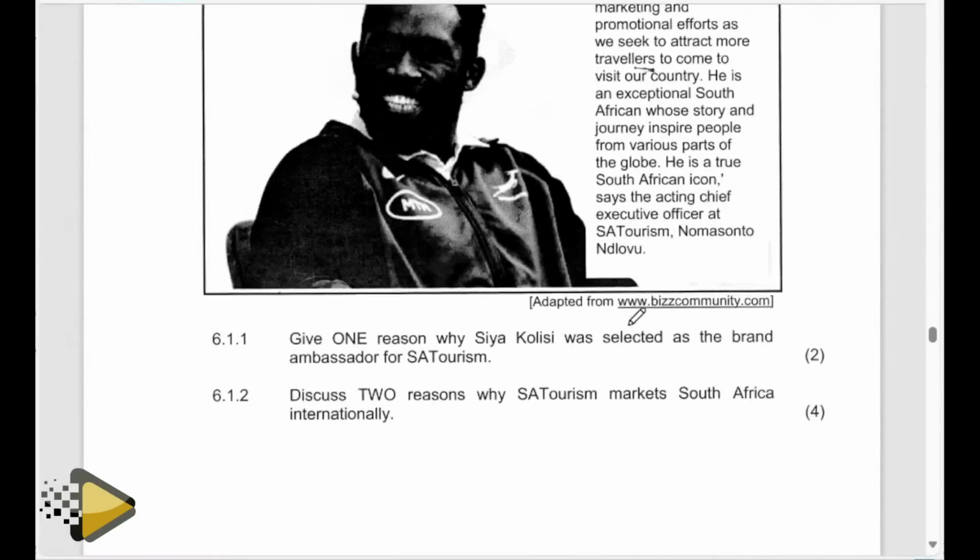Now, the first question reads, give one reason why Siya Kolisi was nominated or selected to become a brand ambassador. So the reason why they chose Siya Kolisi is to give credentials to the SA Tourism brand. In other words, we can say to endorse the tourism brand, to endorse the South African tourism brand. That is the first reason why Siya Kolisi was chosen.